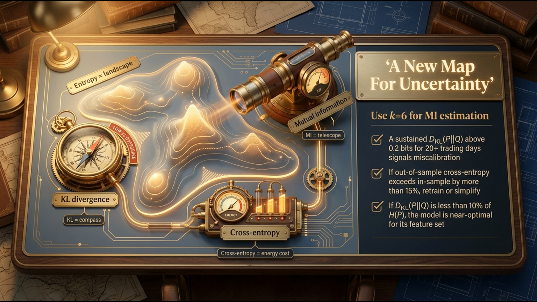It really does. We can view Shannon entropy as the raw terrain itself, representing the irreducible chaos and fundamental uncertainty of the global market. The landscape. Right. Kullback-Leibler divergence is the compass, measuring exactly how far and in what direction your internal map deviates from that harsh terrain. Cross-entropy serves as the total energy cost of navigating the world using an imperfect map, and mutual information operates as the telescope, allowing us to see the hidden topological structures, the nonlinear dependencies, and the threshold triggers that the naked eye of linear correlation will simply never perceive.